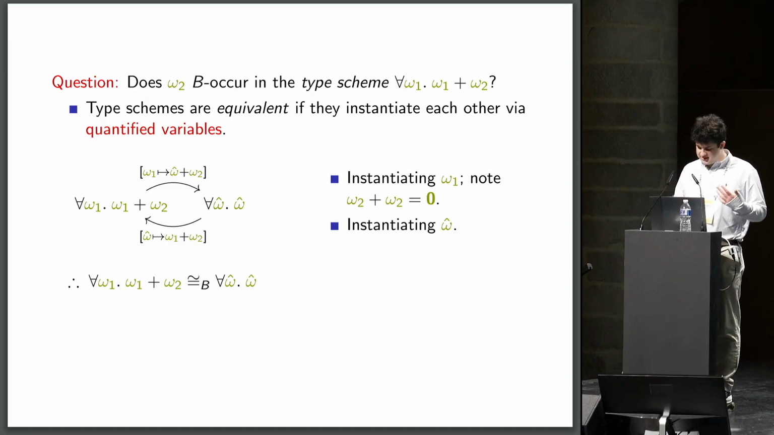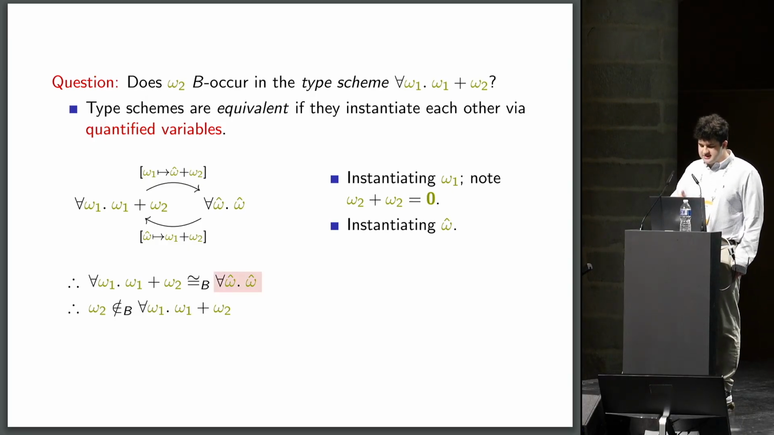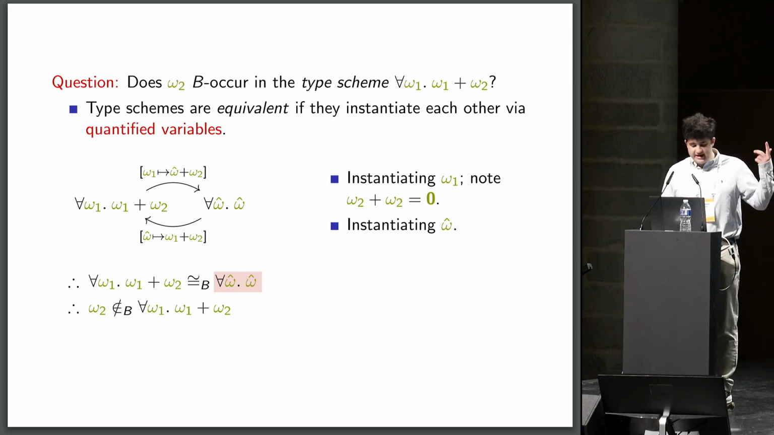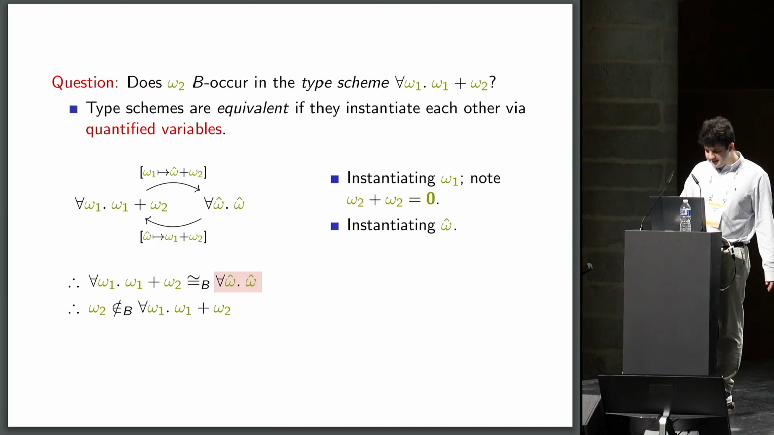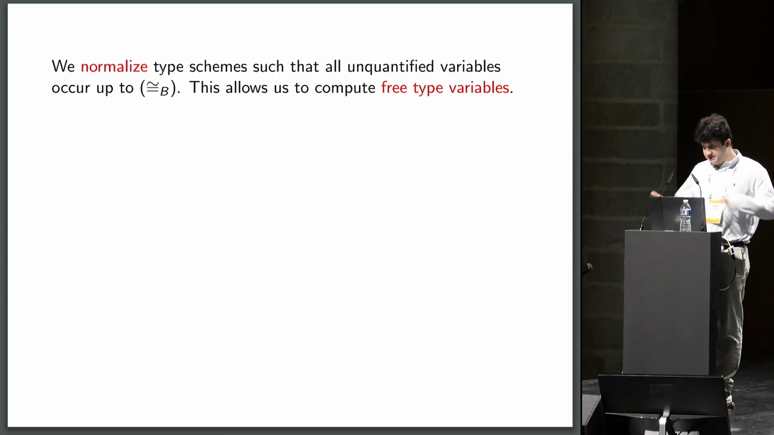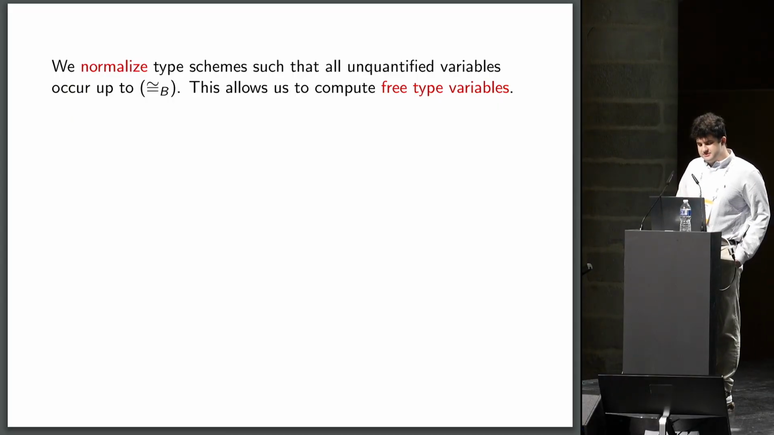Okay, so we have that these type schemes are equivalent. They're instances of each other. And so we can say that omega 2 does not occur in the original type scheme because it doesn't occur in the highlighted type scheme. Okay. And so omega 2 is not a free type variable in the context of a type system.